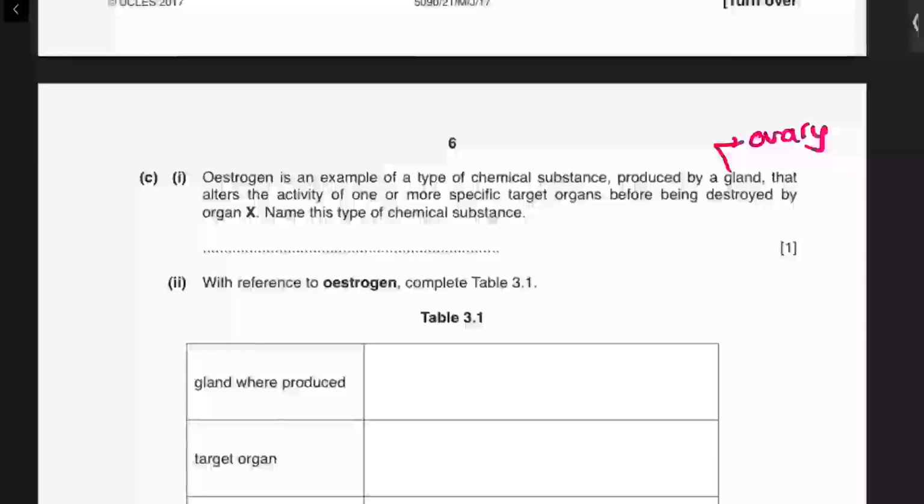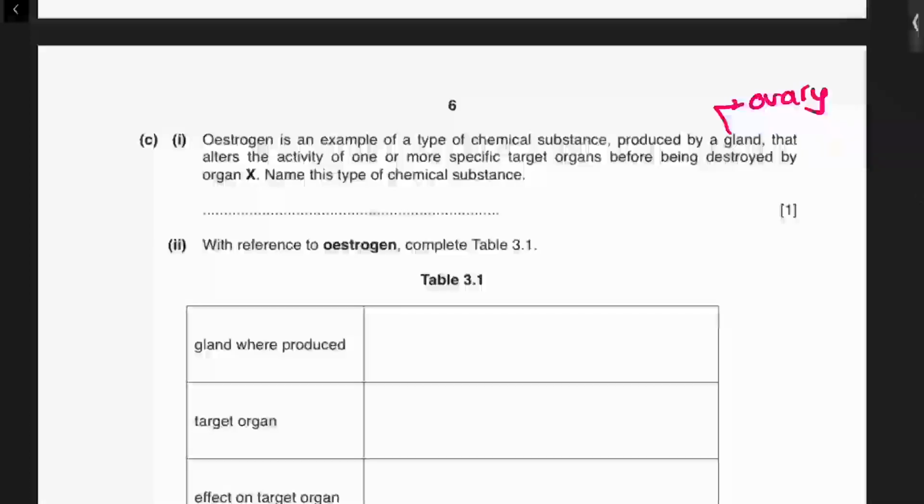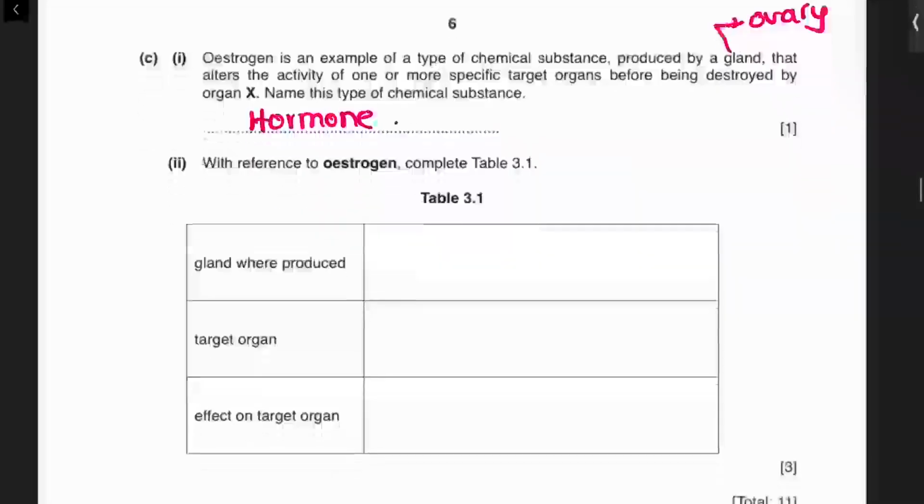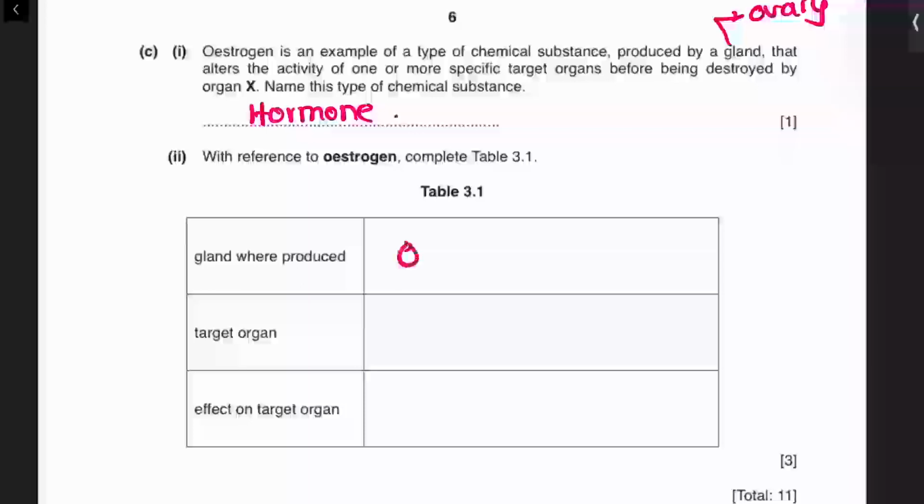Same when it comes to estrogen. Estrogen stimulates the development of secondary sexual characteristics, and it controls the menstrual cycle by acting on various parts of the reproductive system. So what type of substance is estrogen? A hormone. With reference to estrogen, complete the table. It is produced in the ovaries.